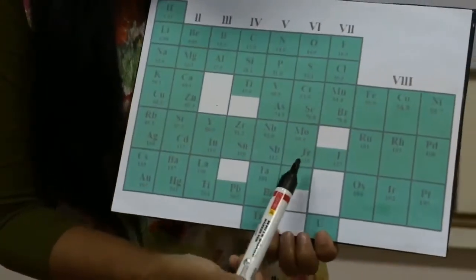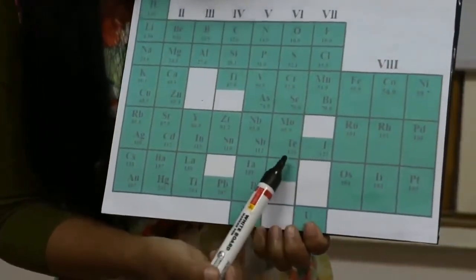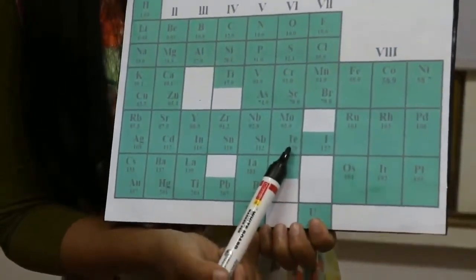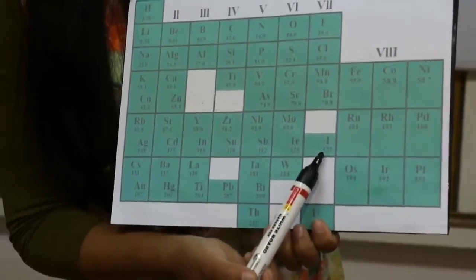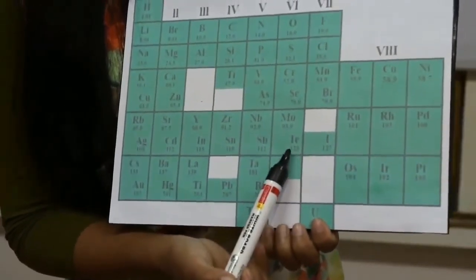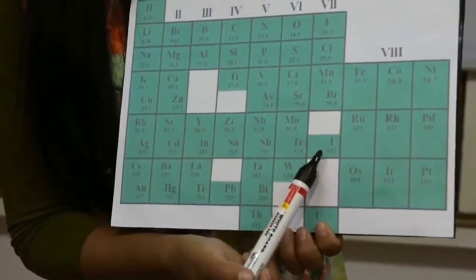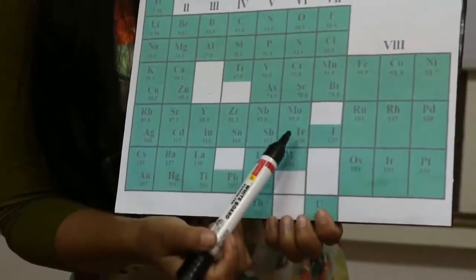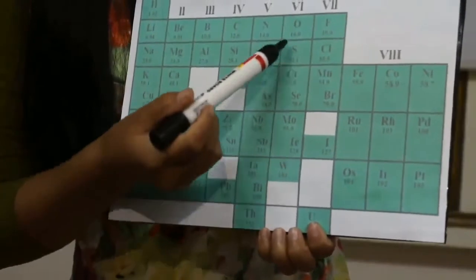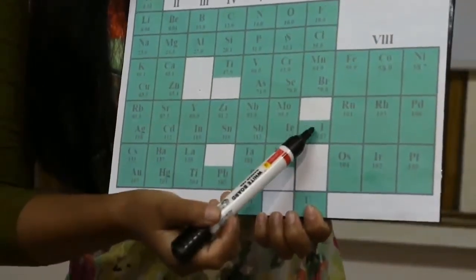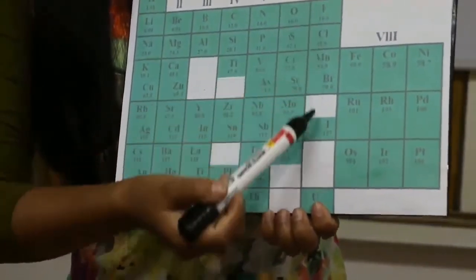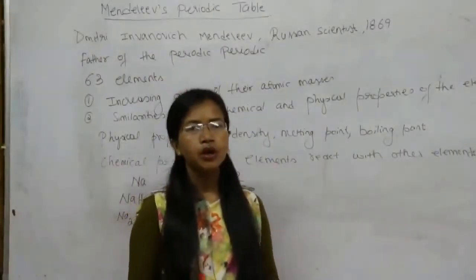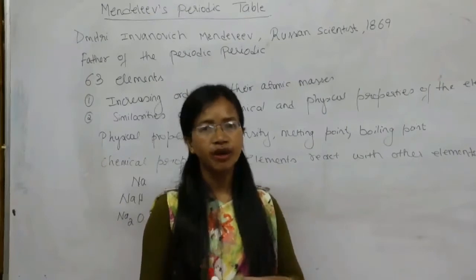You can see here this one, tellurium and iodine. Tellurium has higher atomic mass as compared to iodine. Atomic mass of tellurium is 128 and iodine is 127. This one also he put intentionally because tellurium has properties similar with group 6 and iodine has properties similar with group 7. Those are a few of the achievements of Mendeleev.